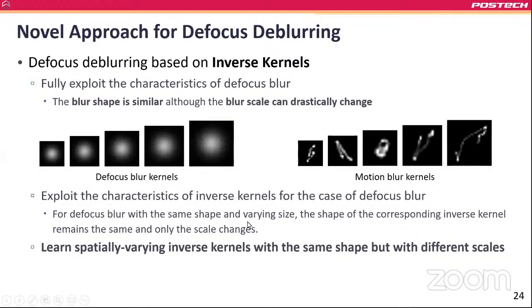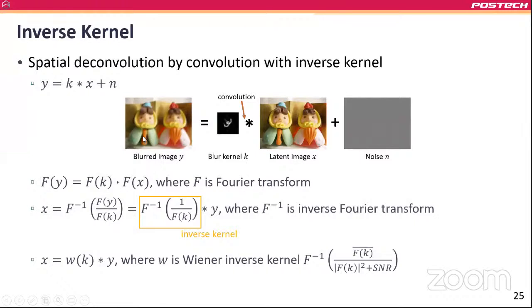Okay, then simply, we found this property: the inverse kernel has a similar property to the original defocus blur kernel. I will explain the property in more detail shortly. Yeah, let me first briefly explain what the inverse kernel is.